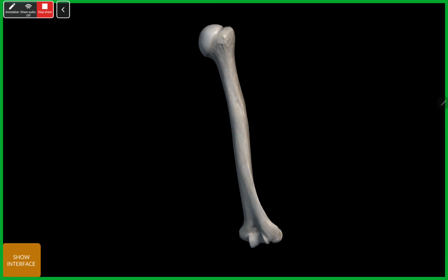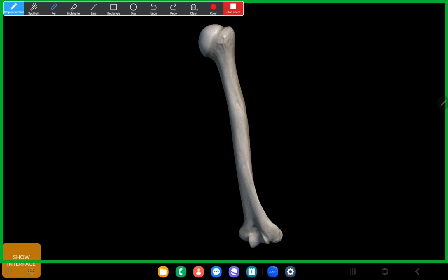In the posterior aspect, here you can see a groove. It is called the radial groove. It is in the posterior aspect. It is called the radial groove because the radial nerve goes in this groove, accompanying the profunda brachii artery. This radial groove ends at the deltoid tuberosity. Here is the deltoid tuberosity.